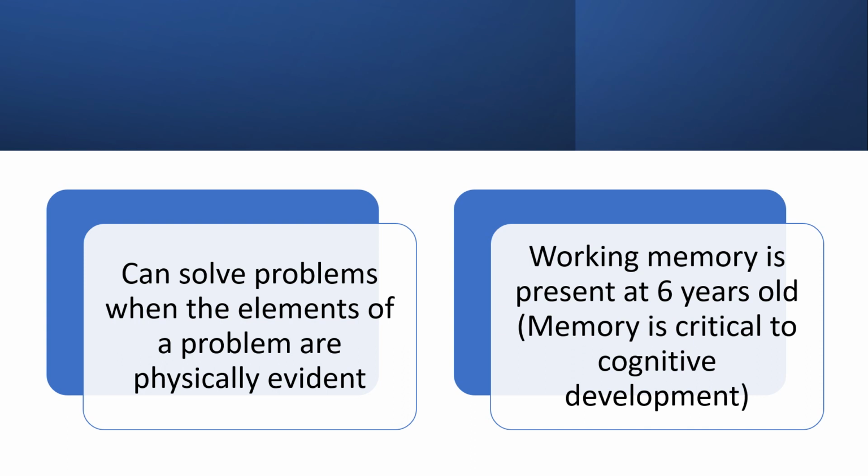Next, they can solve problems when the elements of a problem are physically evident. So in here, they now know how to solve problems if they encounter them. For example, if they don't know how to open the door, maybe they can just get a chair and climb on that chair and then open the door. So they are now starting to think logically and think of solutions to evident problems that can be solved physically. Working memory is present at 6 years old, so memory is critical to cognitive development.